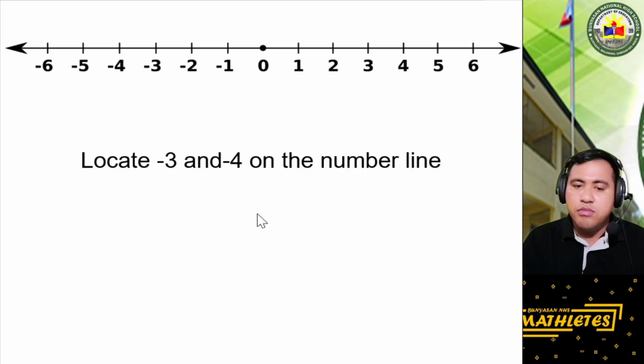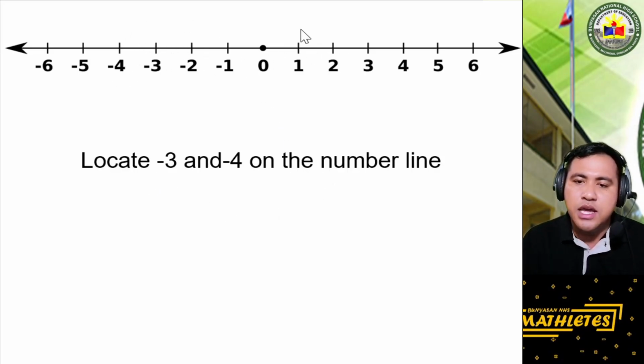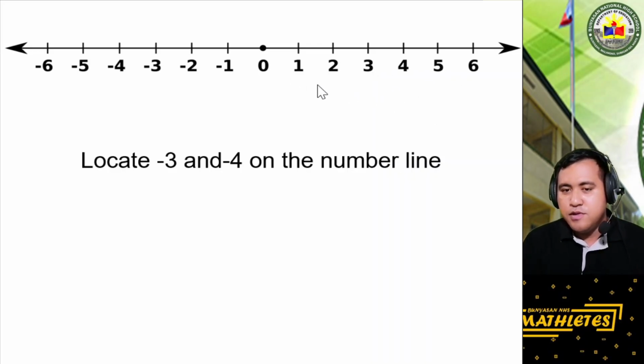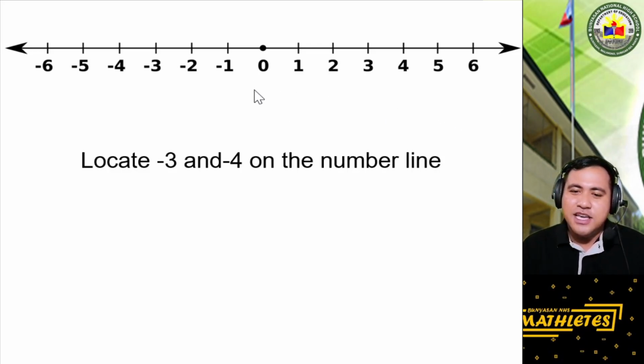Now, here's our number line. If you have forgotten the number line, it was discussed already in grade 7. A number line is a line composed of numbers. It can extend horizontally or vertically. A number line has its origin, which is the point 0.